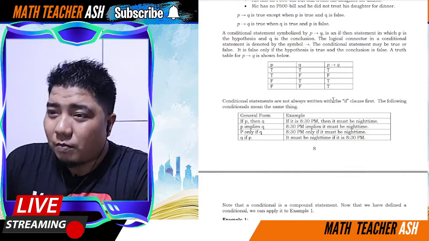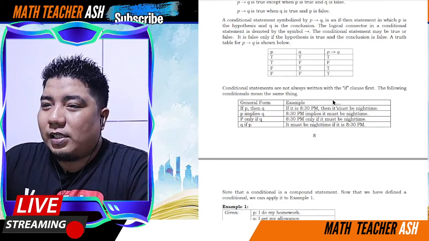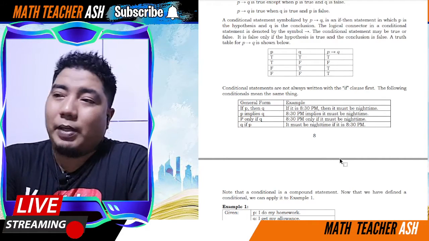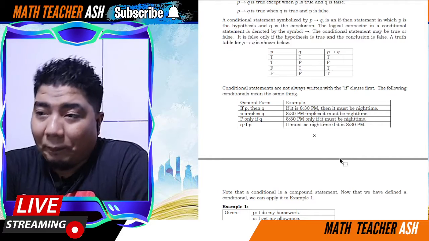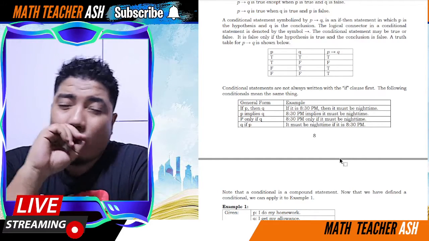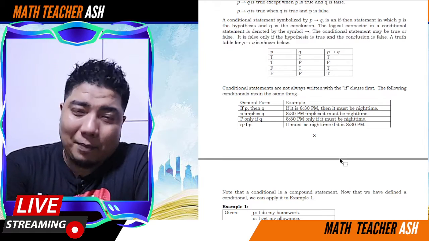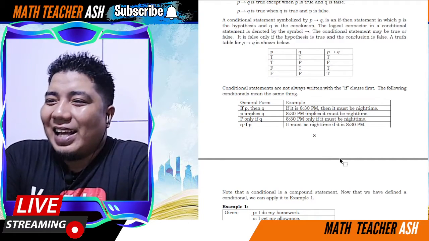Alright, so, example. This is the general for if P, then Q. If it is 8:30 p.m., then it must be nighttime. Of course, kasi gabi naman ang 8:30. Kahit saang parte ka ng mundo pumunta, ang 8:30 p.m. nila ay gabi.